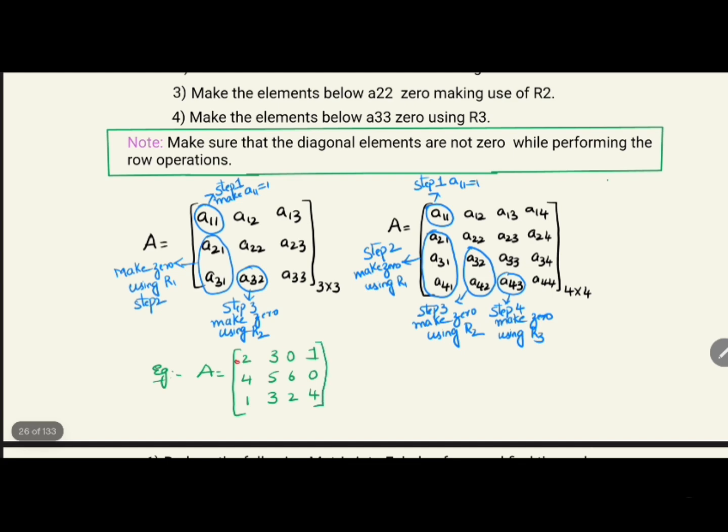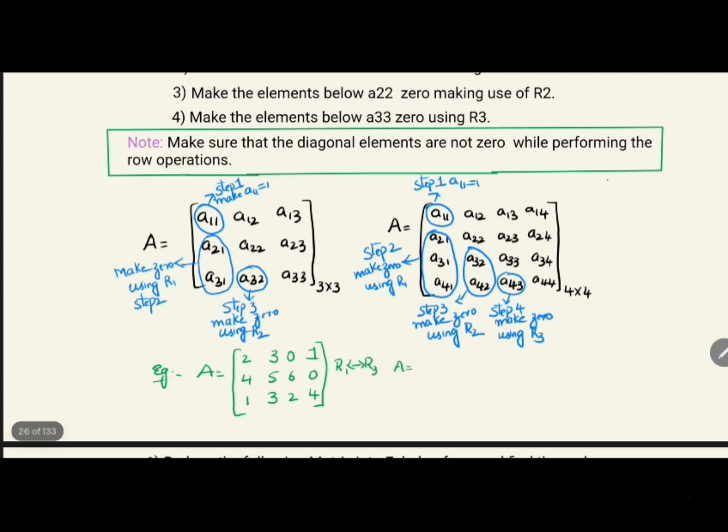First step is I should make this A11 equal to 1. Here it is 2. So what I will do, I will swap R1 and R3, because in R3 the first element is 1. If I swap R1 and R3, then I can make A11 as 1. So I will swap R1 with R3.